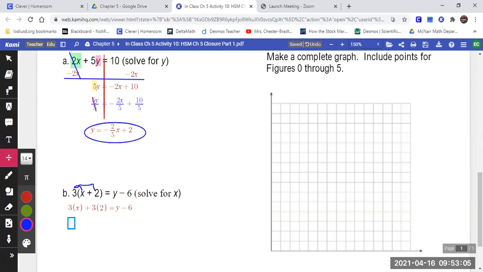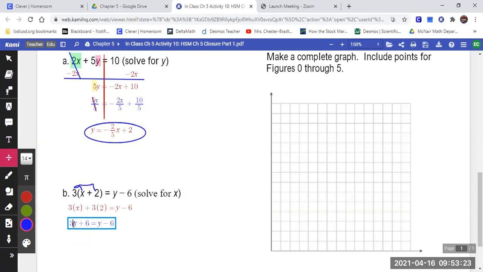What's it going to say? Yes, it's going to say 3x plus 6 equals y minus 6. Exactly. Nice. So 3x plus 6 is going to equal a y minus a 6.